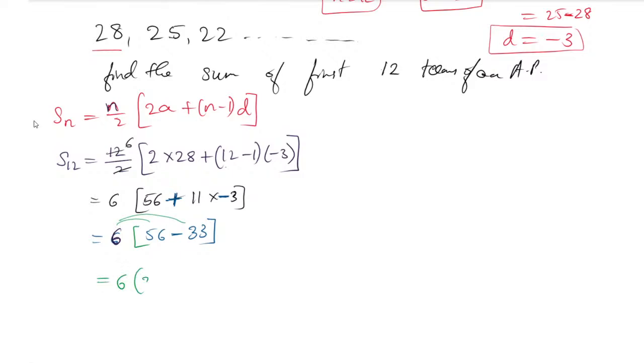56 minus 33 is 23. So 6 into 23 you have to do. What is 6 into 23? Yes, 138. So the answer was 138.